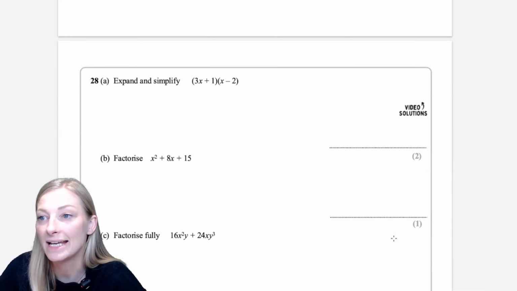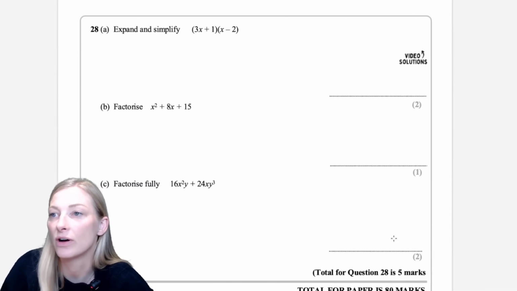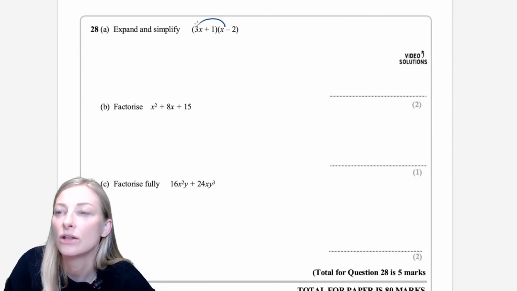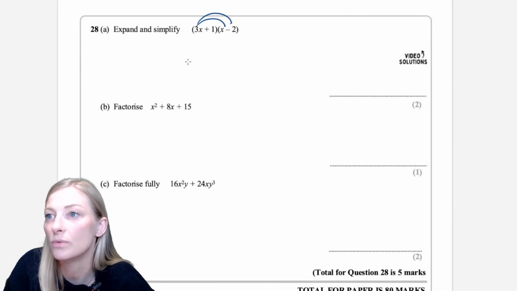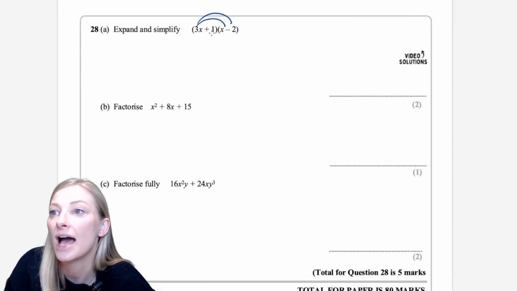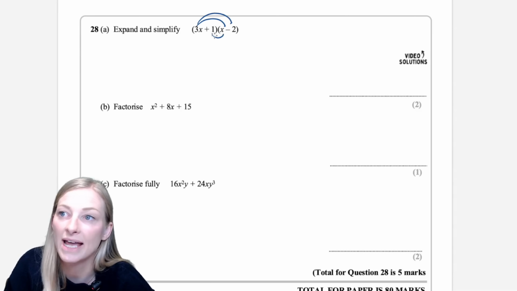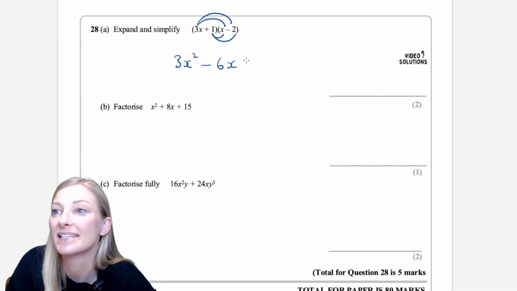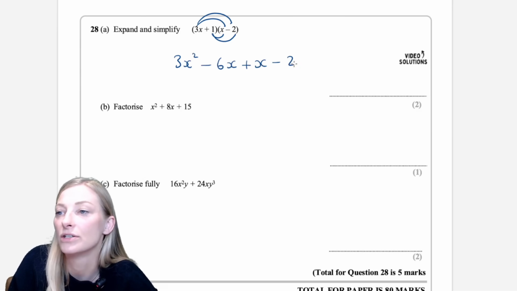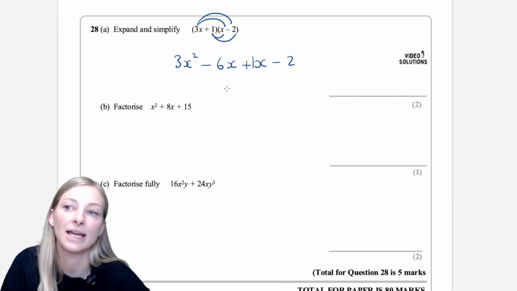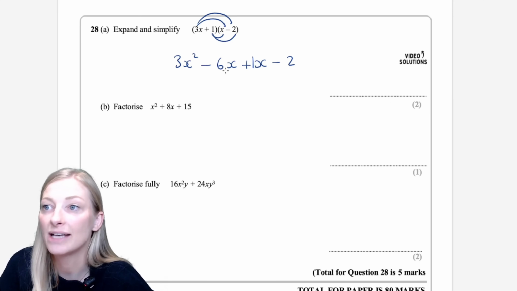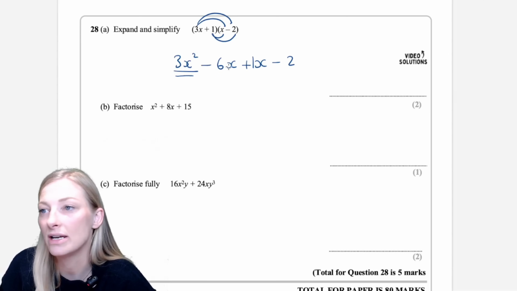Question number 28, expand and simplify. So I've got 3x times x, which is 3x squared, 3x times minus 2, which is minus 6x, 1 times x, which is 1x, and 1 times minus 2, which is minus 2. So 3x squared minus 6x, add 1x minus 2. And you can put the 1 here, it doesn't make any difference whether you do or don't, you'd still get the marks.